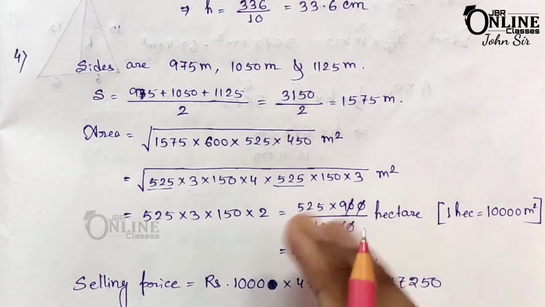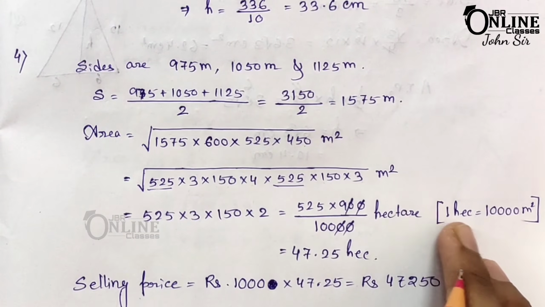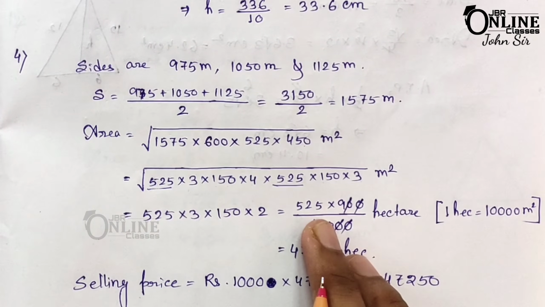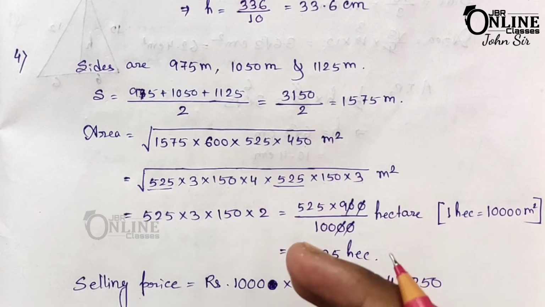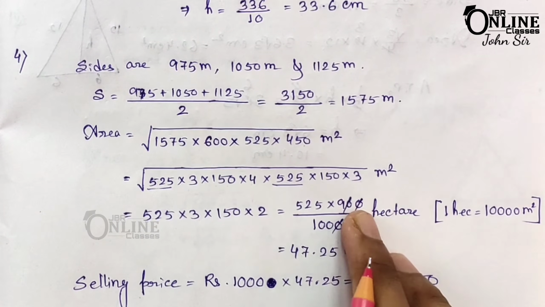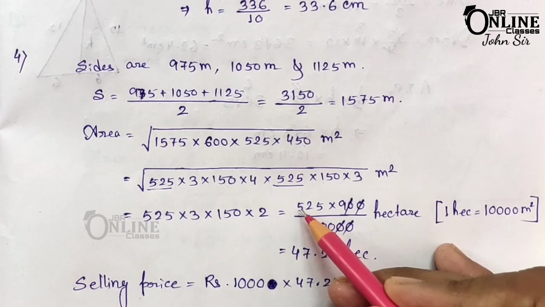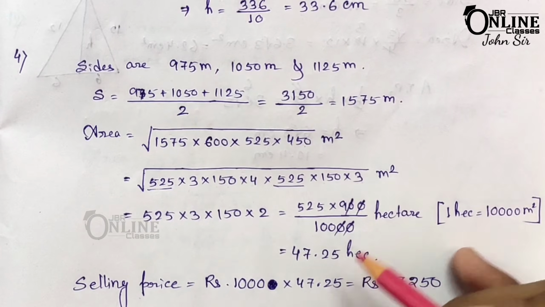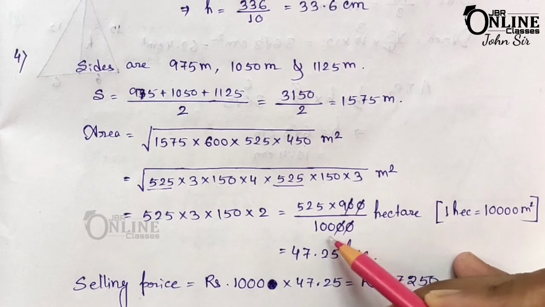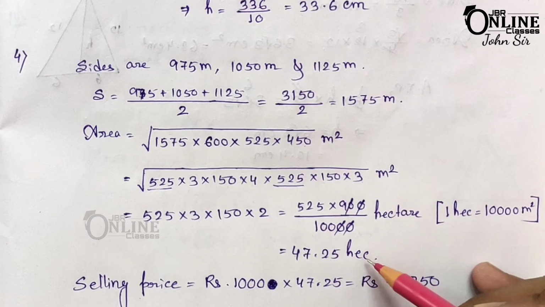Now you have to convert it from meter square to hectare, and here it's given that 1 hectare means 10,000 meter square. So divide by 10,000, and it will be transferred into hectare. So 525 into 900 by 10,000. Here 0 cancels out. So 525 into 9 becomes 4725. After dividing by 100, it will be 47.25 hectare.